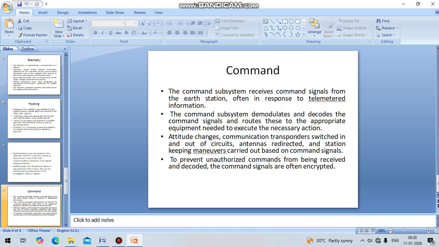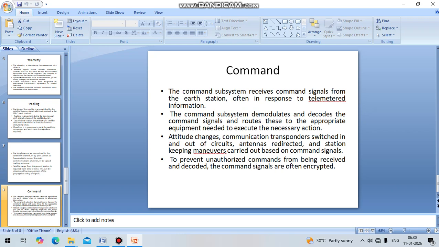The next part is the command. The command subsystem receives command signals from the earth station, often in response to the telemetry information. The command subsystem demodulates and decodes the command signal and routes it to the appropriate equipment needed to execute the necessary action. Attitude changes will be made, the communication transponder switched, the antenna redirected, and station keeping maneuvers carried out based on the command signals. All these commands will be transmitted from the station to the satellite.